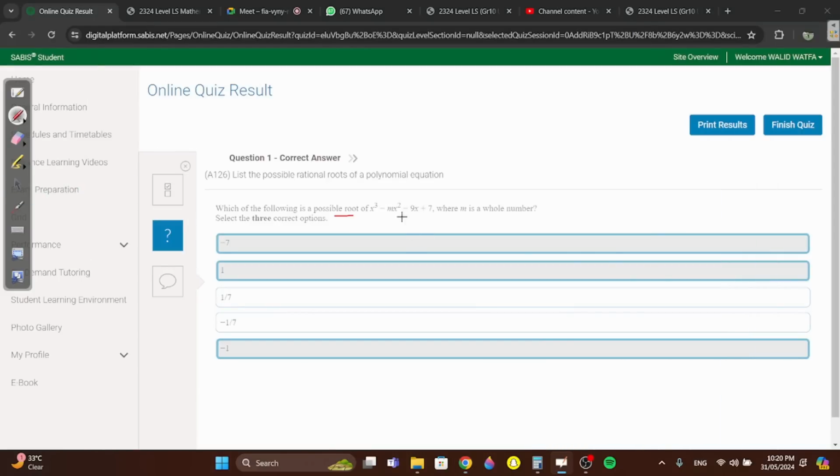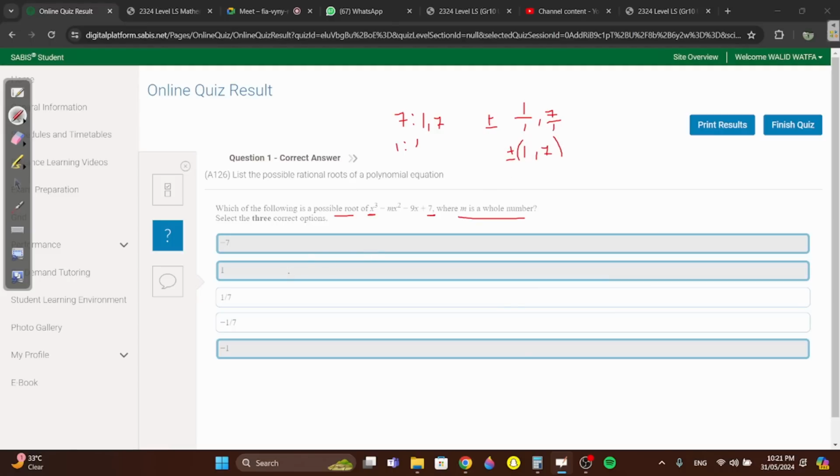Question 1, which of the following are possible roots? Okay, to find possible roots, where m is a whole number, you take the factors of the last one and the factors of the first one and divide them by each other, like how I showed you. So the factors of 7 are 1 and 7, and the factors of 1 are just 1. So you do 1 over 1, and then 7 over 1, plus minus. And 1 over 1 is 1, 7 over 1 is 7. So my roots are plus minus 1 and 7.